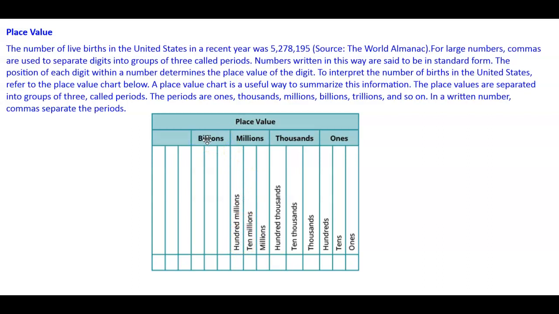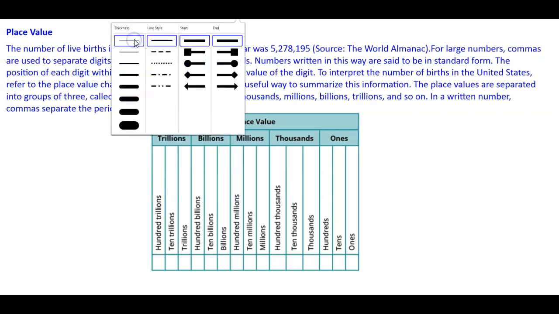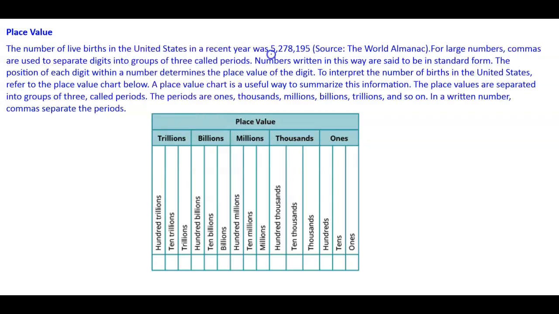The next period we have is billions. So here we have billions, 10 billions, 100 billions. And then our next period is trillions. So we have trillions, 10 trillions, and 100 trillions. Okay, so now let's refer to the number that's given in our problem. I'm going to go ahead and write our problem in here.